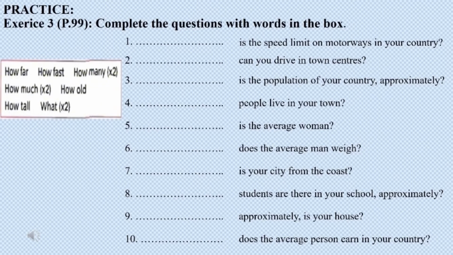Remember the rule. The question words must match the type of information. So ask yourself, is it asking for a number, a quantity, a distance, an age, or a general thing? I want you to try filling the blanks for all 10 questions. You need to use every word in the box exactly the number of times indicated. For example, how many and how much are used twice. What is used twice. You have 4 minutes to complete this exercise individually.